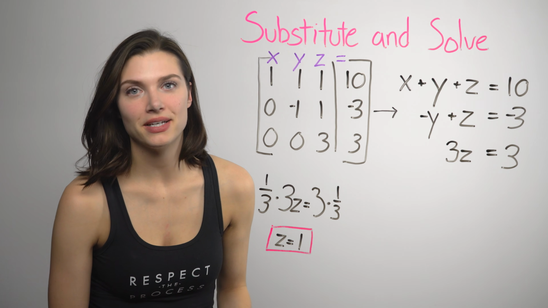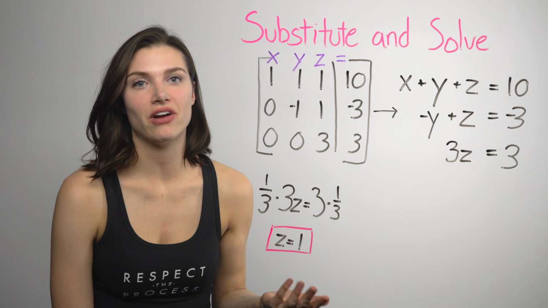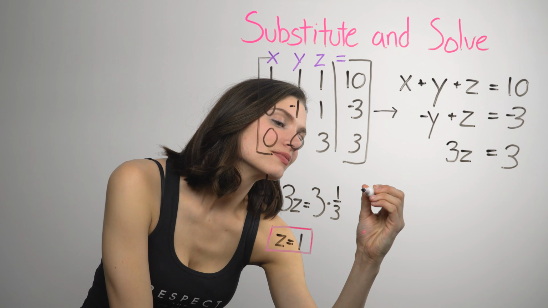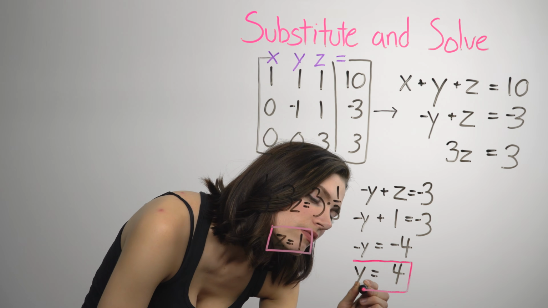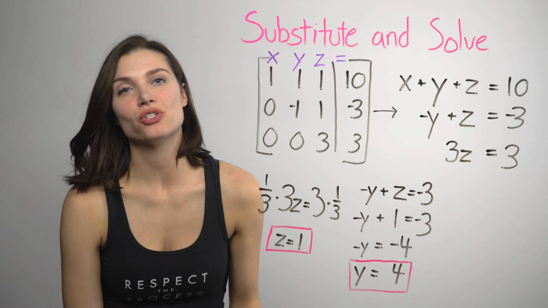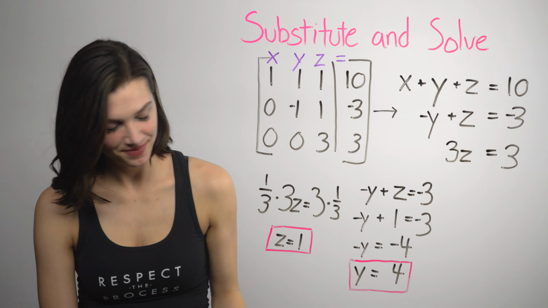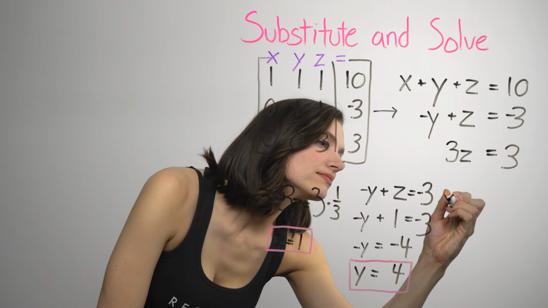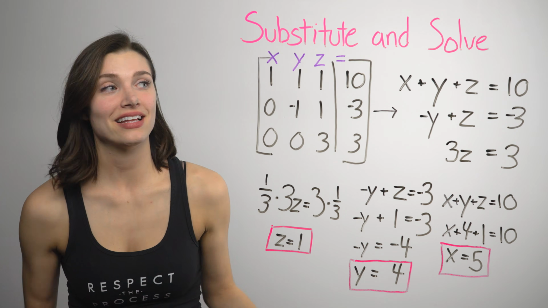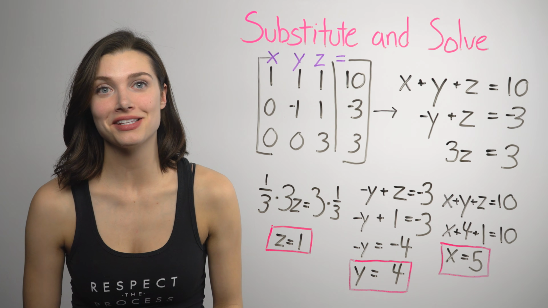So z equals 1, and because there are only 2 variables in the second equation, we can substitute the value of z in to figure out the value for y. So y equals 4, and finally we substitute y and z into the first equation to solve for x. And that's it. It was a long, strange trip through the world of matrices, but we solved all 3 equations.